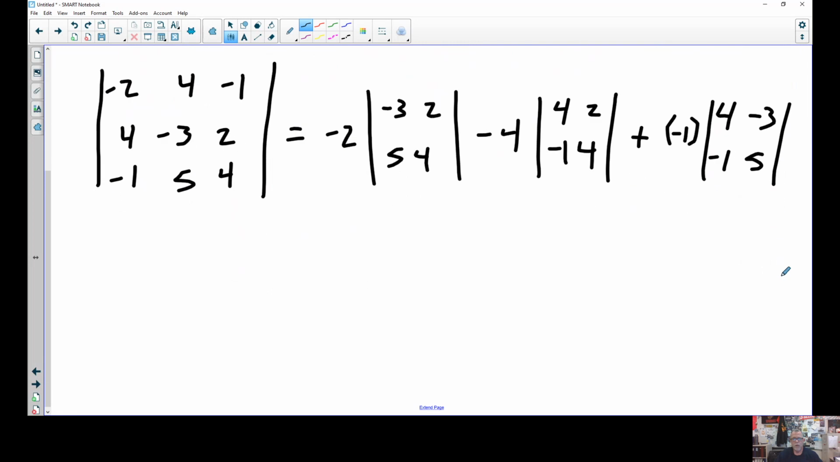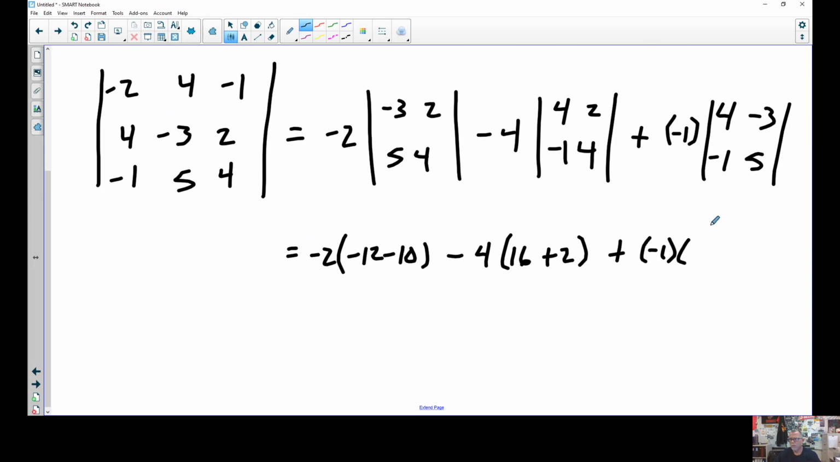So let's do this. Now we're going to do what we did for all those second order ones. We're going to do -3 times 4, that's -12, minus 2 times 5, that's 10. Then 4 times 4 is 16, minus 2 times -1 is a -2, plus -1 times 4 times 5 is 20, minus -3 times -1 is -3, or +3, sorry. So -3.